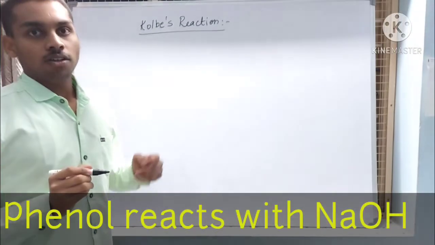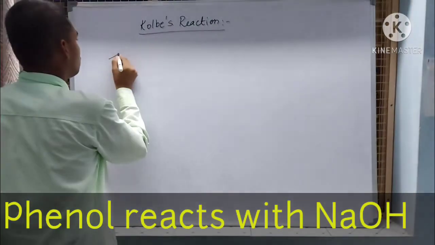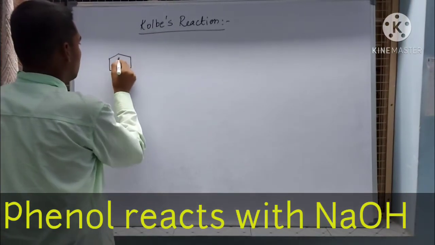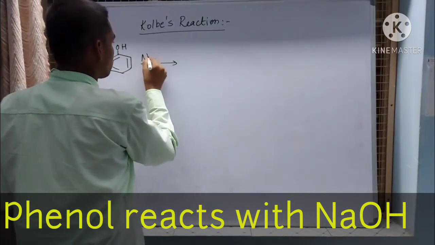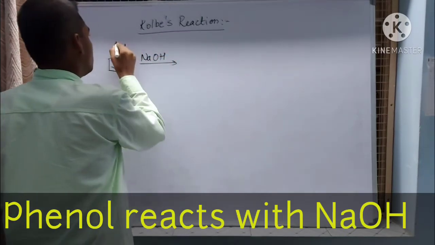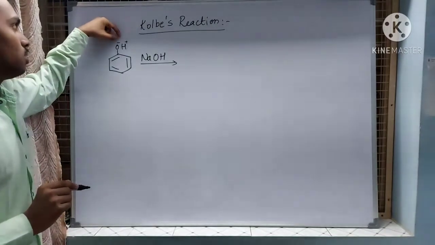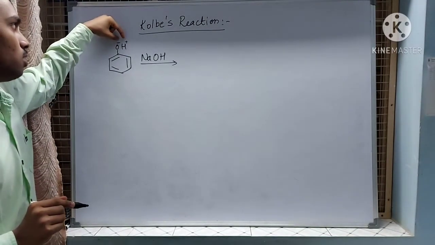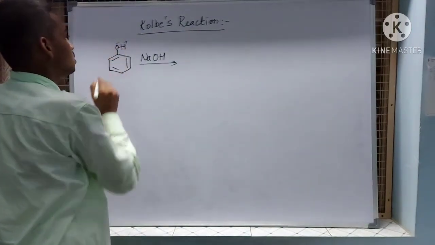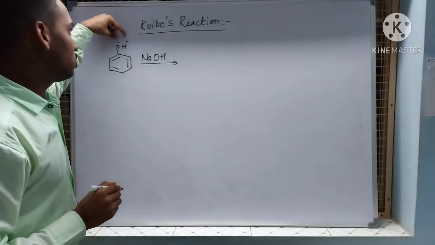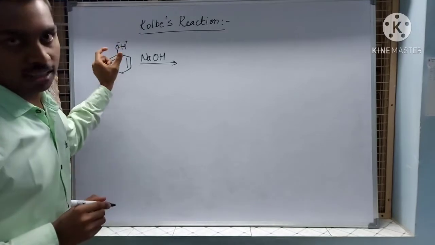There are two steps while performing this Kolbe's reaction. Namely, first we are going to use phenol and react it with sodium hydroxide, right? So this OH will be ionized in the form of O minus H plus. Since it is a covalent bond, due to the difference in the electronegativity, we are going to have some sort of polarity in the bond, right?